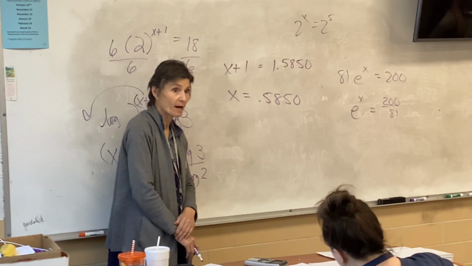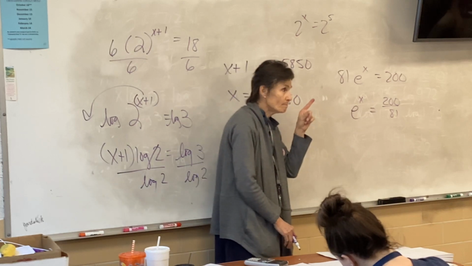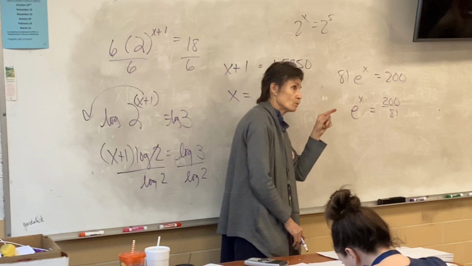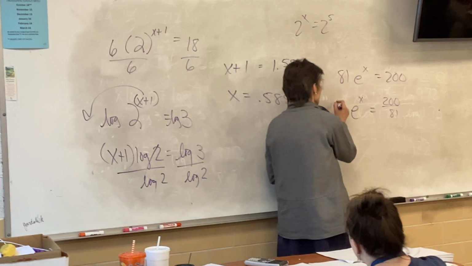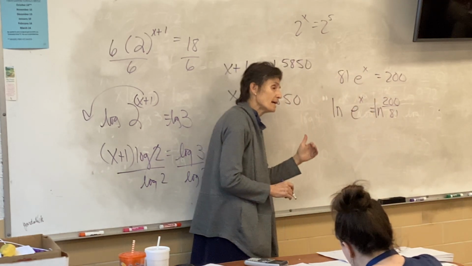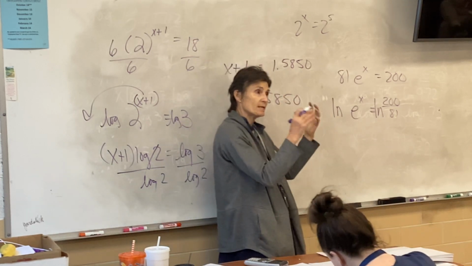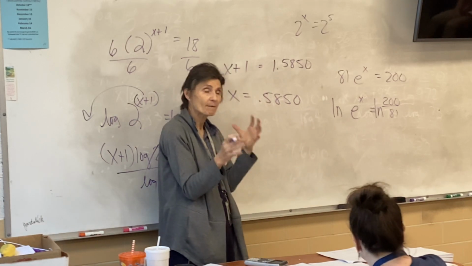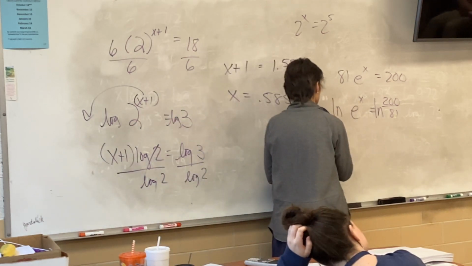I need to log both sides, but guys, since there's an e in the problem, maybe instead of LOG-ing both sides, I will ln both sides. Now, I am allowed to do that. ln is a logarithm. Anything I can do with log, I can do with ln. All right? But here comes something really beautiful. We're going to pull that exponent off.